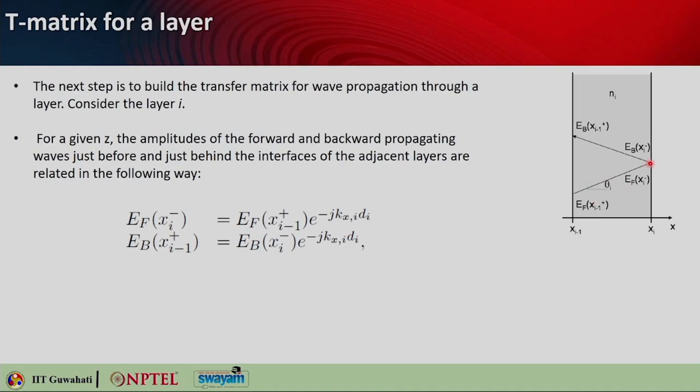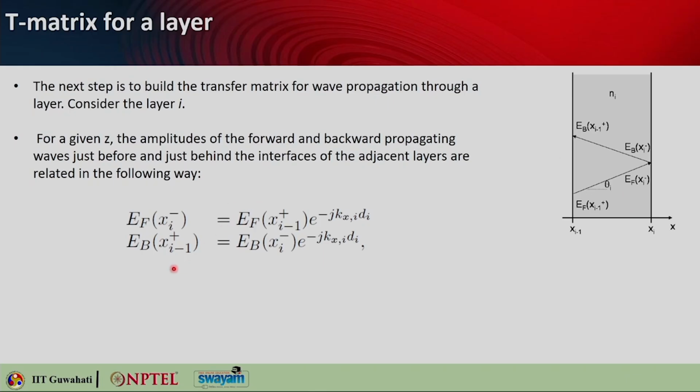So, when you move this and hit this particular interface, you get some reflection. How do you name this reflection? Eb xi minus, backward propagating, and it is xi minus, and this field, when it will travel and reach here, it will be called as Eb xi minus 1 plus. Now, these two electric fields, do you think they will be exactly the same, or there will be a phase delay because of the path they are traveling from this point to this point? So, this is what will be the contribution of a particular layer.